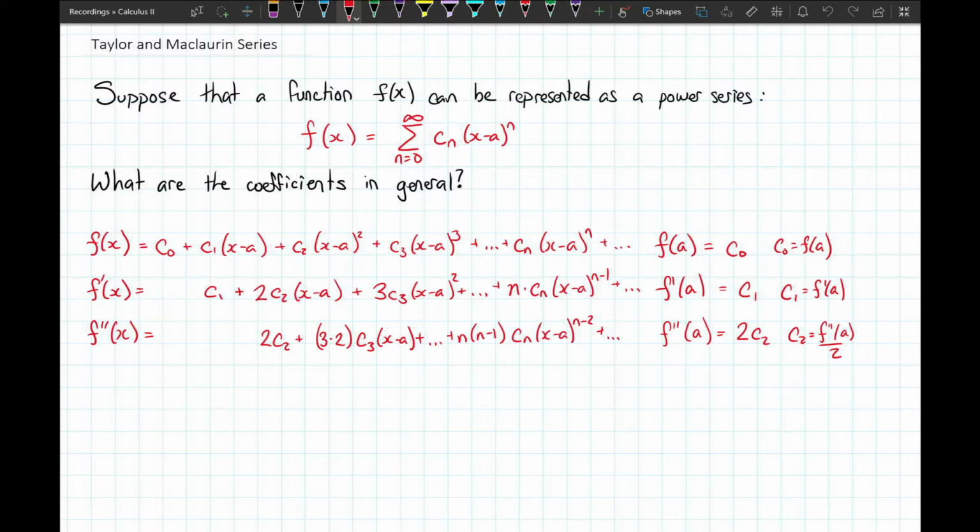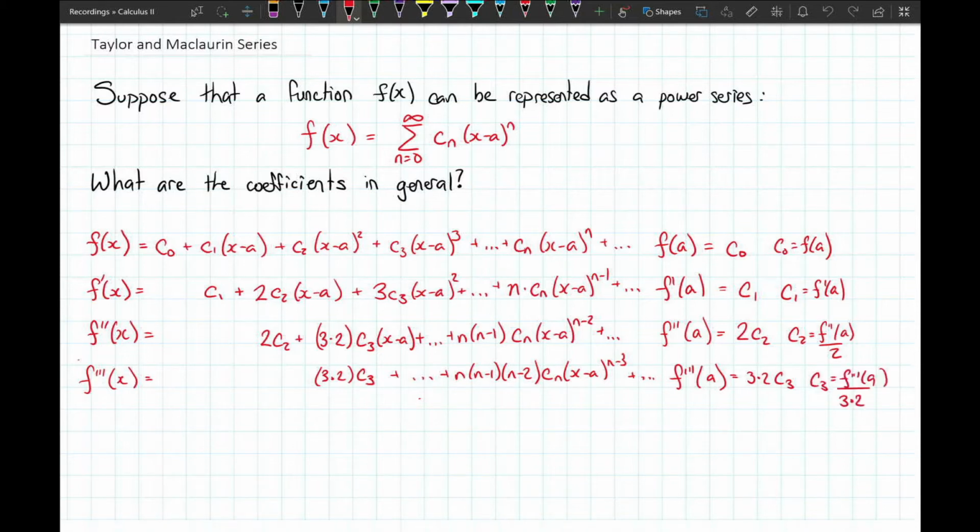Let's do another derivative and see what it looks like when we're looking at f triple prime. This time, that 2c2 has a derivative equal to 0, and our first non-zero term is going to be 3 times 2 times c3. I'm skipping a lot of terms here. Once again, if we plug in x equal to a, we get f triple prime of a is equal to 3 times 2 times c3. And this time c3 is equal to f triple prime of a divided by 3 times 2. Now, let's stop doing this one derivative at a time and let's take a look at what the power rule is doing to the coefficients of each of these terms.